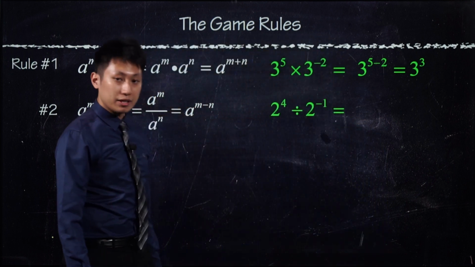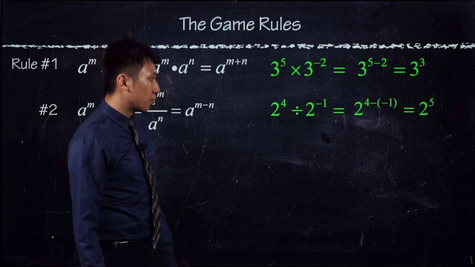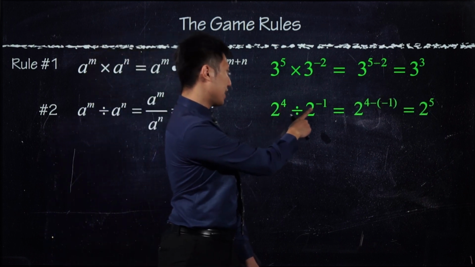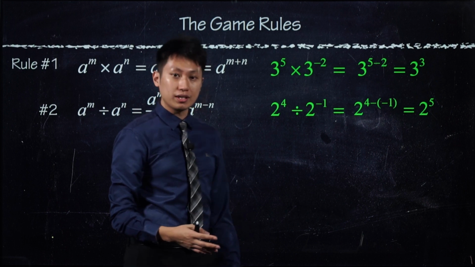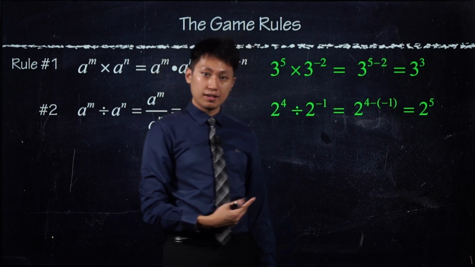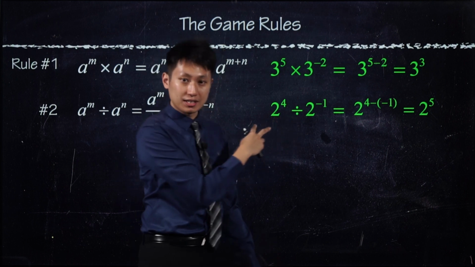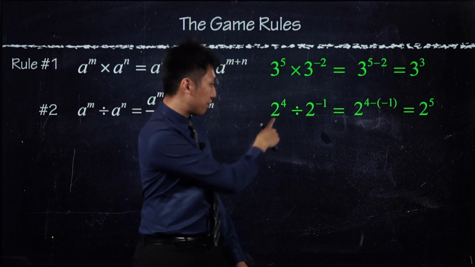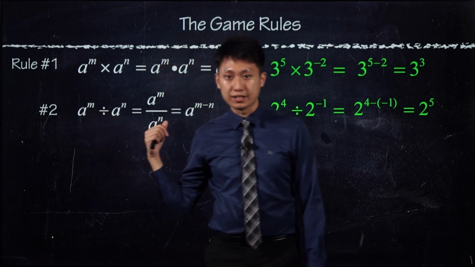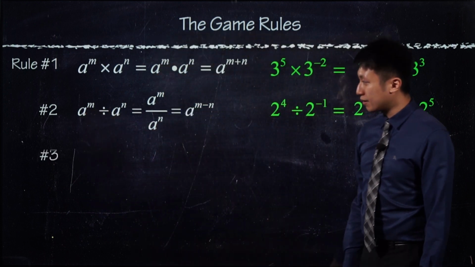2 to the power 4 divided by 2 to the power negative 1, you would have 4 minus negative 1, which is 4 plus 1, then it gives you 2 to the power 5. Notice that the 2 and 2 must be the same. If it's a different base, then you can't do all of this. Just remember that.